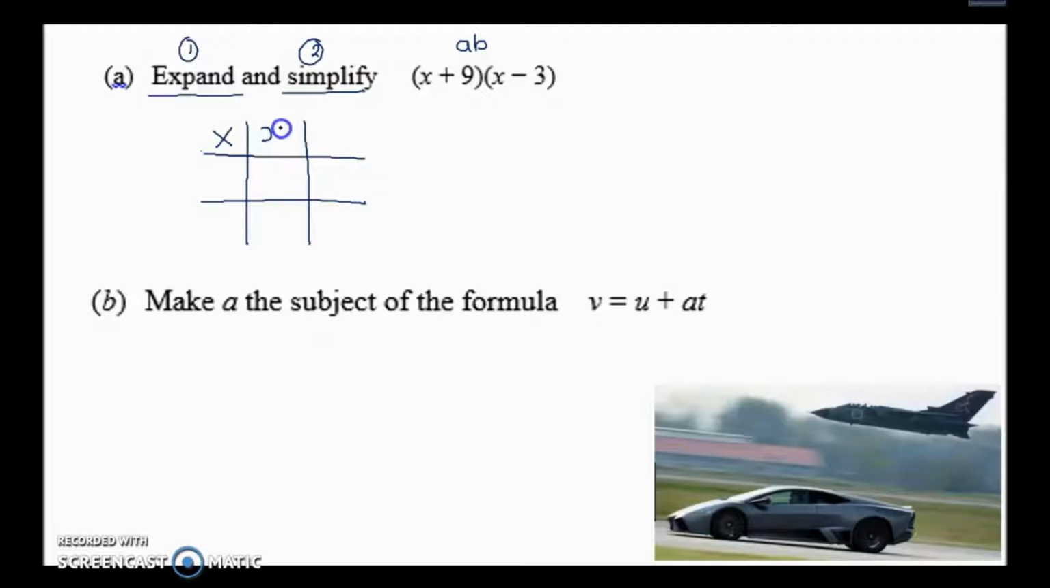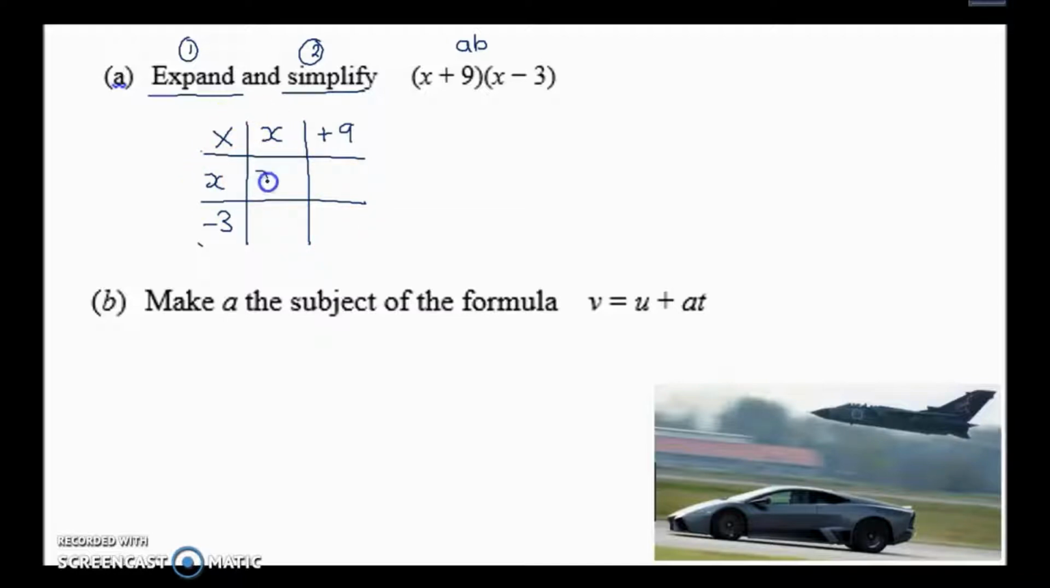So we're timesing the 2 brackets together, and we can write our first bracket in the top here, so we can have an x there, and we'll put the plus 9 over there. And this bracket here we'll put on the side, so we've got x and a minus 3. Always include the signs. The sign is always in front of the thing that it belongs to. So then we just have to fill out the boxes by multiplying each thing together.